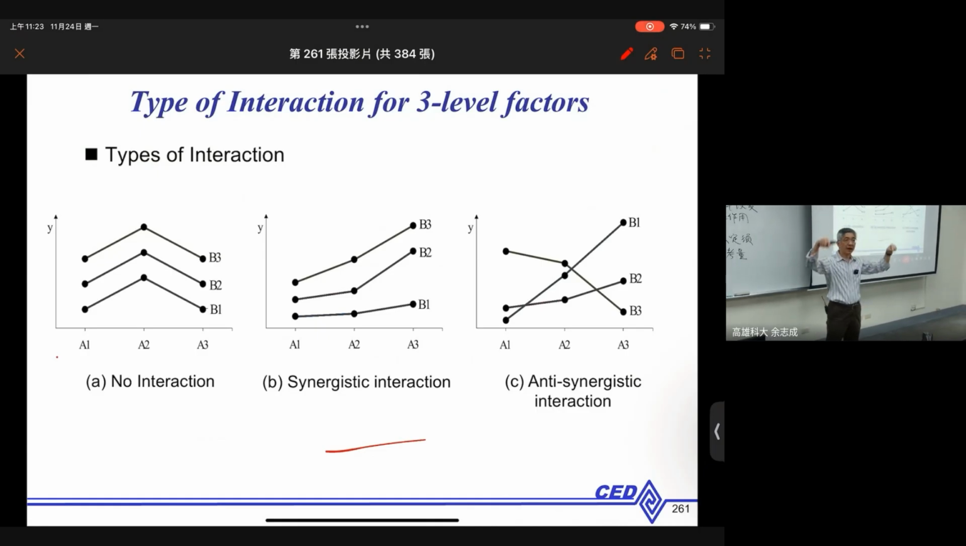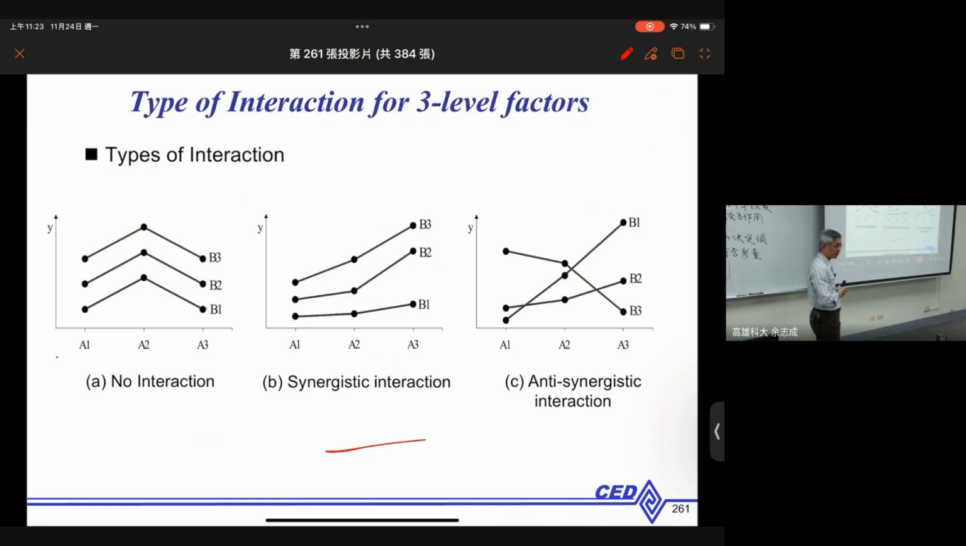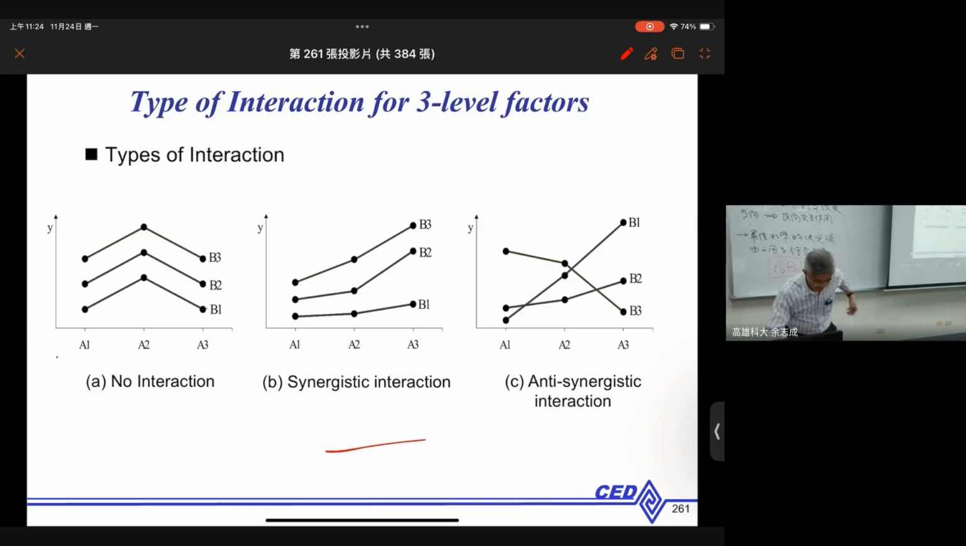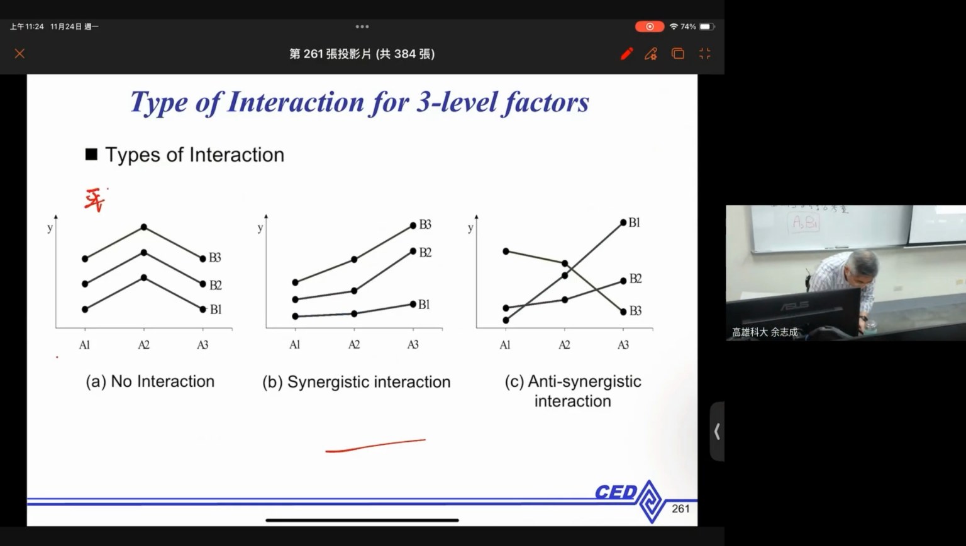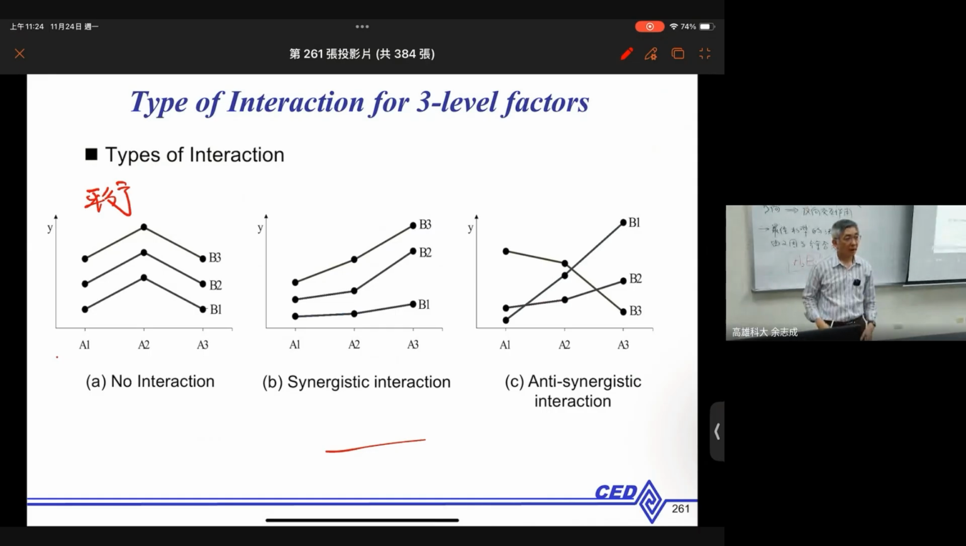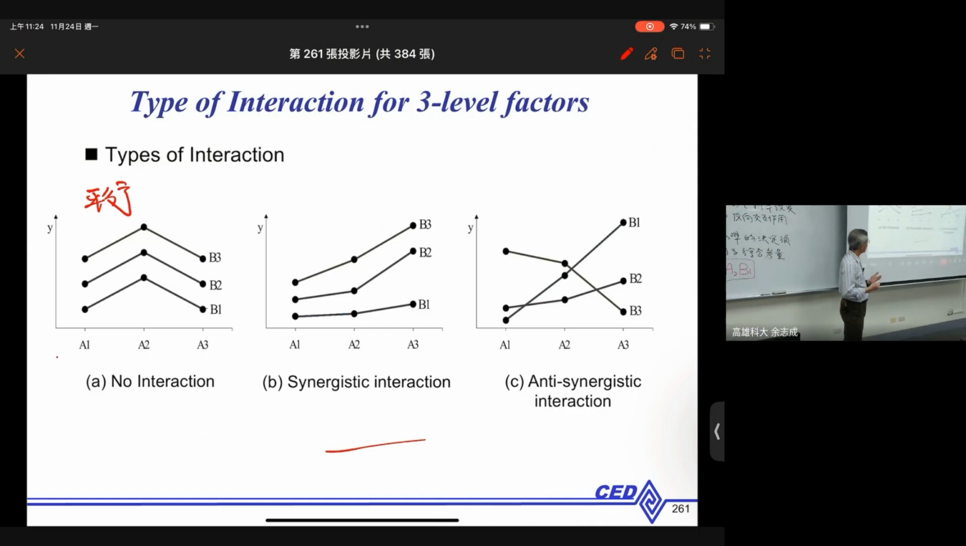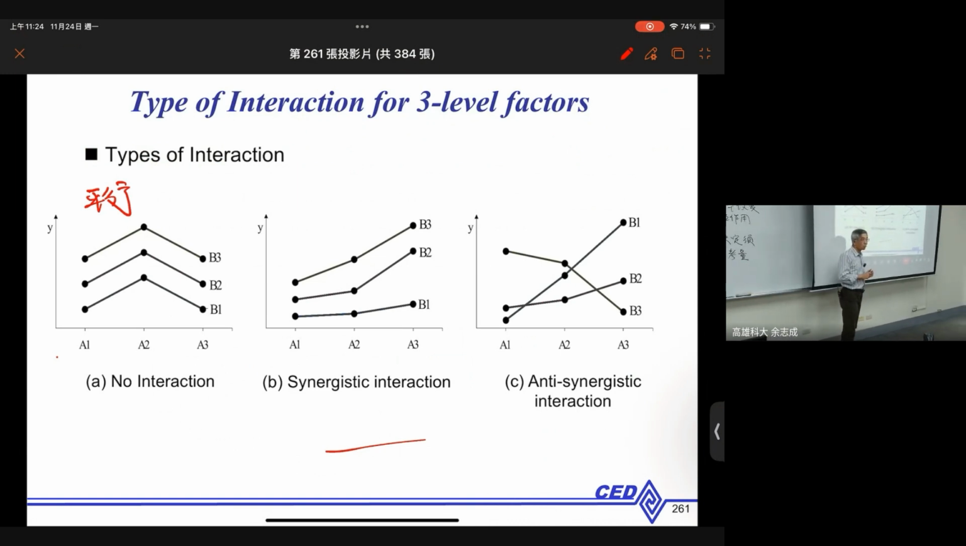You have a 3 by 3 table, 9 combinations. So we can draw the AB interaction plot following a similar process, and this is the plot you will have. Similar to the 2 levels, if these 2 lines are parallel like this one, then there will be no interaction. However, there are 3 levels, so they are not just 2 lines. They are 1, 2, 3, 4, 5, 6 segments of line.